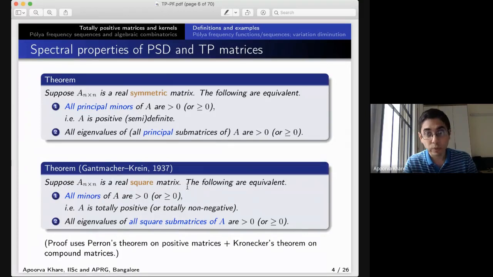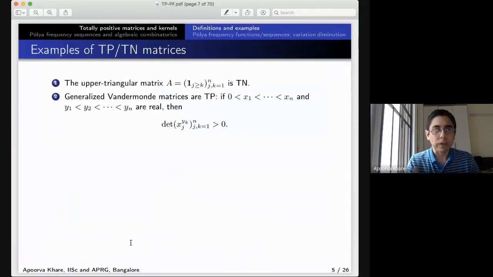Suppose A is a real square matrix. Then all the minors are positive, not just principal ones. That is the same as saying A is totally positive, if and only if all eigenvalues of all square submatrices are positive. Here again, I don't use the word principal. The proof uses two very classical results, and I said it last time, so I won't repeat it here.